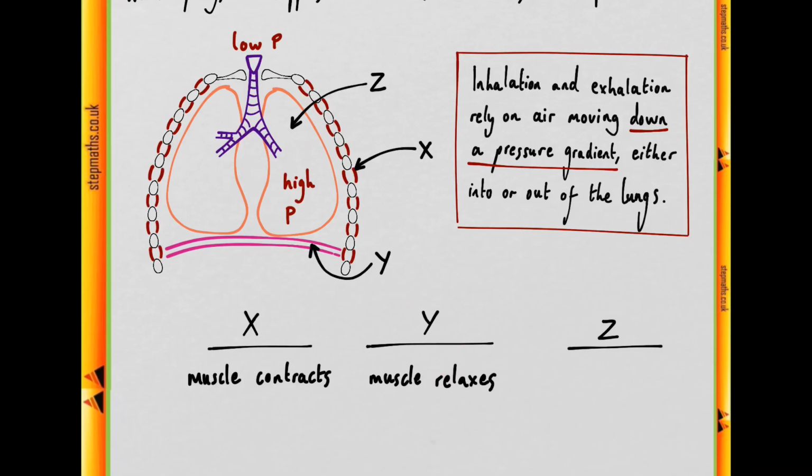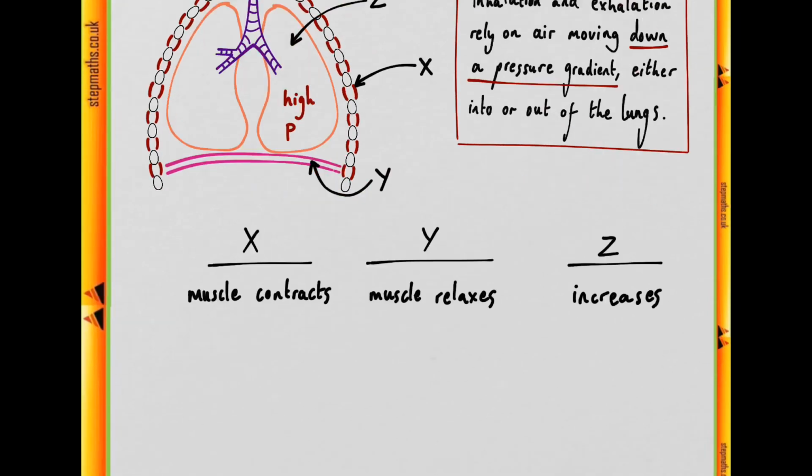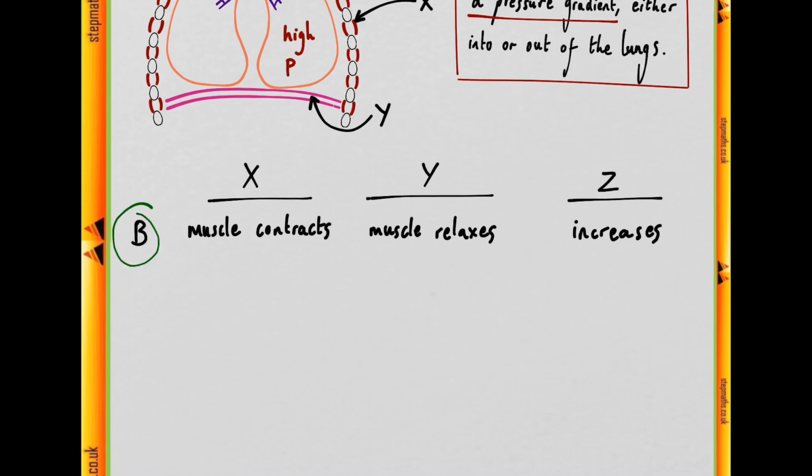And finally, the pressure, as we know, we want it to go from low to higher so that there's expiration, so the pressure increases, and this corresponds to row B in our answer table, therefore our answer is option B.